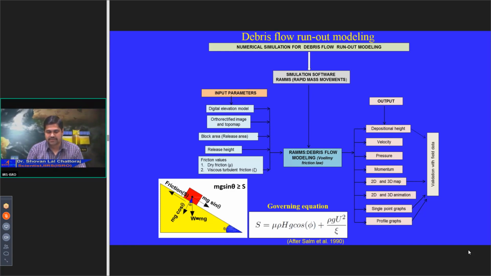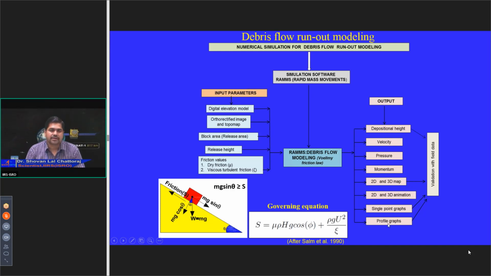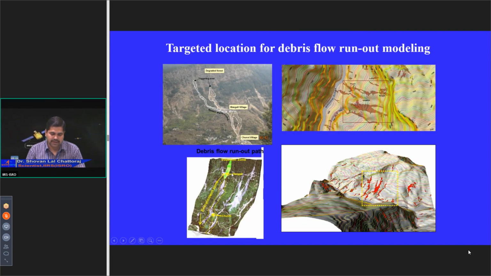In 3D, we can see how the material is flowing. So the outputs will be like the depositional height, the velocity, the pressure, and the momentum all along the runout. And there will be some profiles also that you can prepare from this. How will the results look? So this is the zone of initiation. Then the material is going to come down, and after the entrainment zone, it will be deposited here.